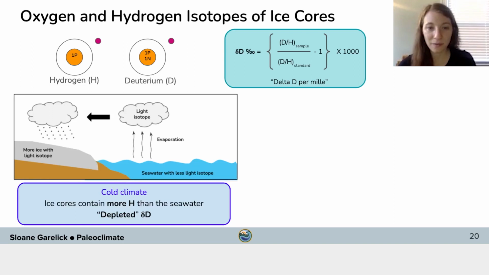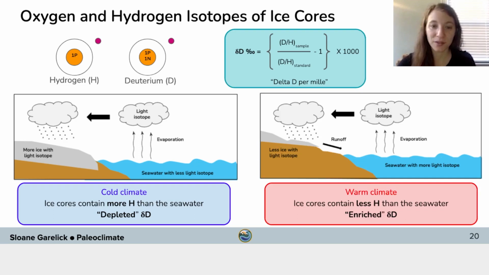So, for example, let's take a look at cold climate periods. Seawater evaporates and the light isotopes preferentially go into the water vapor. So during cold periods, when ice sheets are larger, more of that light isotope gets trapped in the ice. So the ice has more of the light isotope compared to the ocean. Therefore, the hydrogen isotopes of the ice itself are more depleted overall.